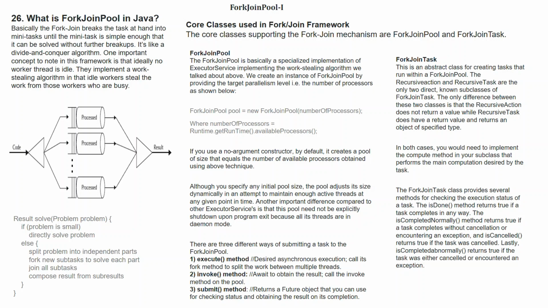The fork join task class provides several methods for checking the execution status of a task. The isDone method returns true if a task completes in any way. The isCompletedNormally method returns true if a task completes without cancellation or encountering an exception, and isCancelled returns true if the task was cancelled. Lastly, isCompletedAbnormally returns true if the task was either cancelled or encountered an exception. Core classes used in fork join framework. The core classes supporting the fork join mechanism are fork join pool and fork join task.